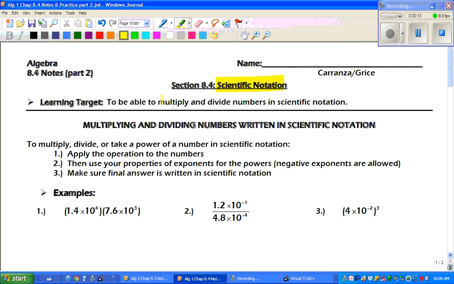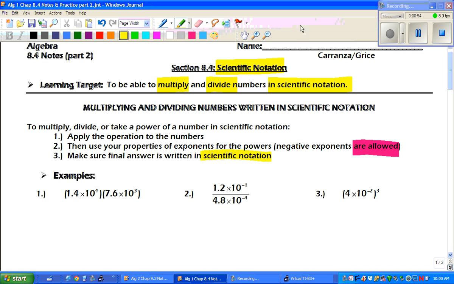Our learning target today is to be able to multiply and divide numbers that are already in scientific notation. To multiply or divide numbers in scientific notation, we apply the operation to the numbers, then use the properties of exponents for the powers. Negative exponents are allowed. That's okay. And then make sure your final answer is written in proper scientific notation.